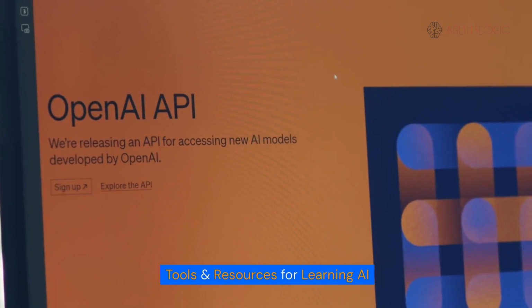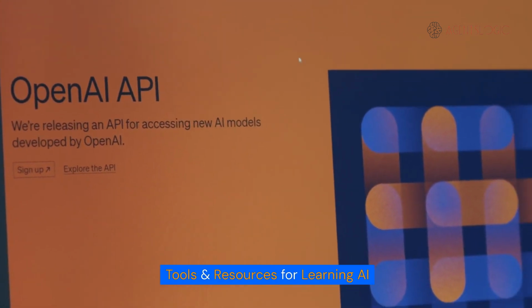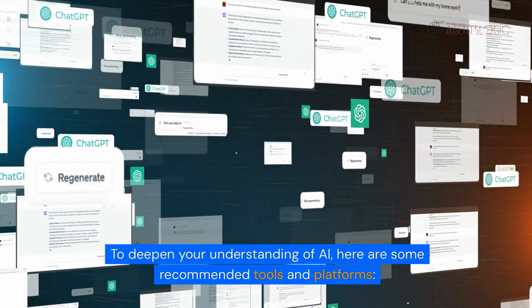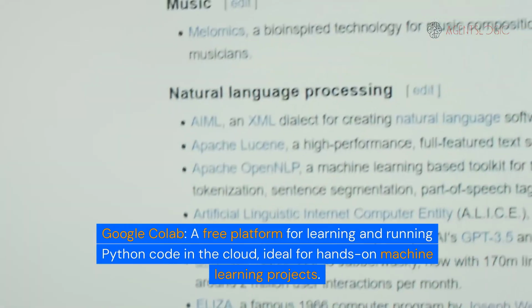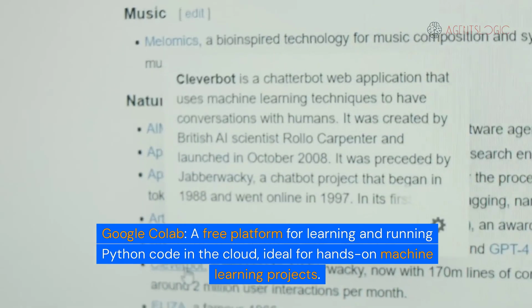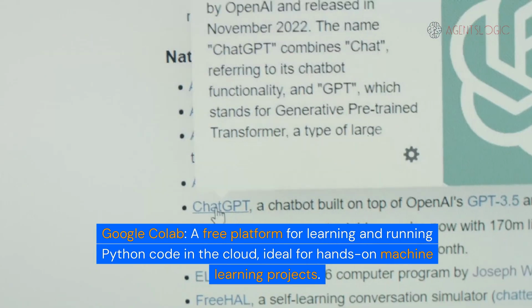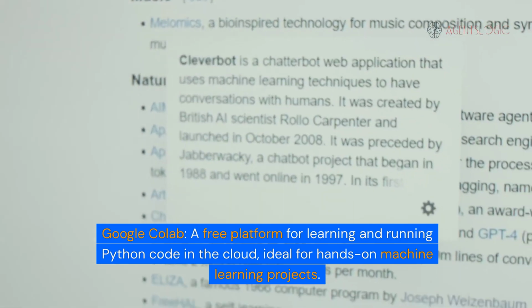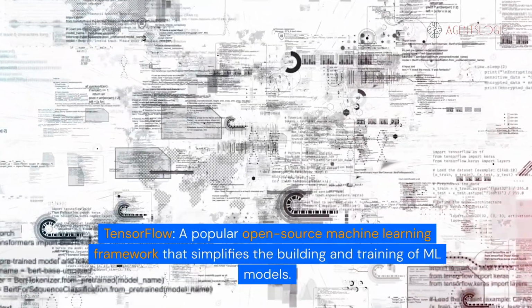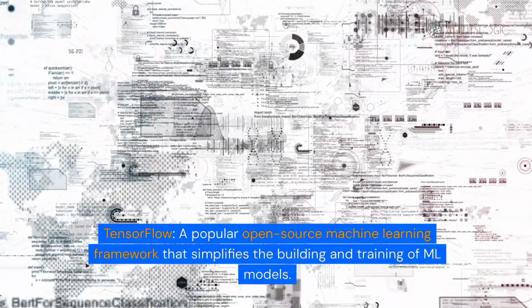Tools and resources for learning. To deepen your understanding of AI, here are some recommended tools and platforms. Google Colab, a free platform for learning and running Python code in the cloud, ideal for hands-on machine learning projects. TensorFlow, a popular open-source machine learning framework that simplifies the building and training of ML models.